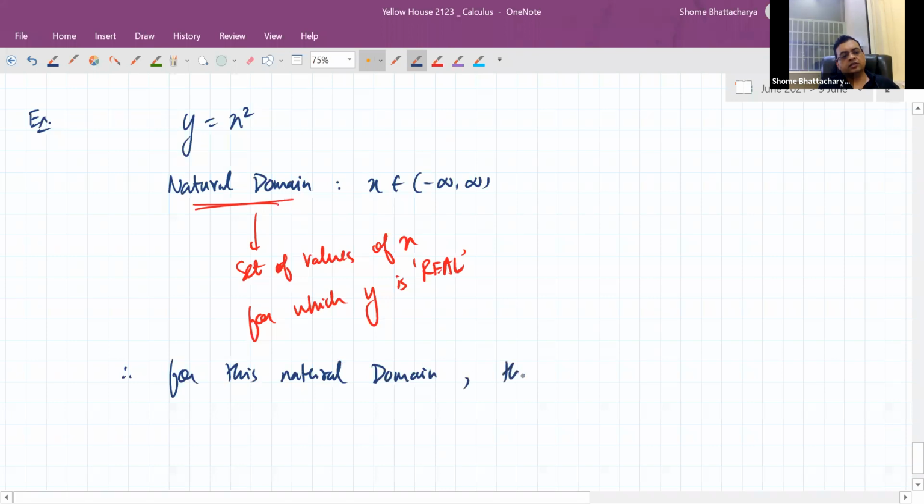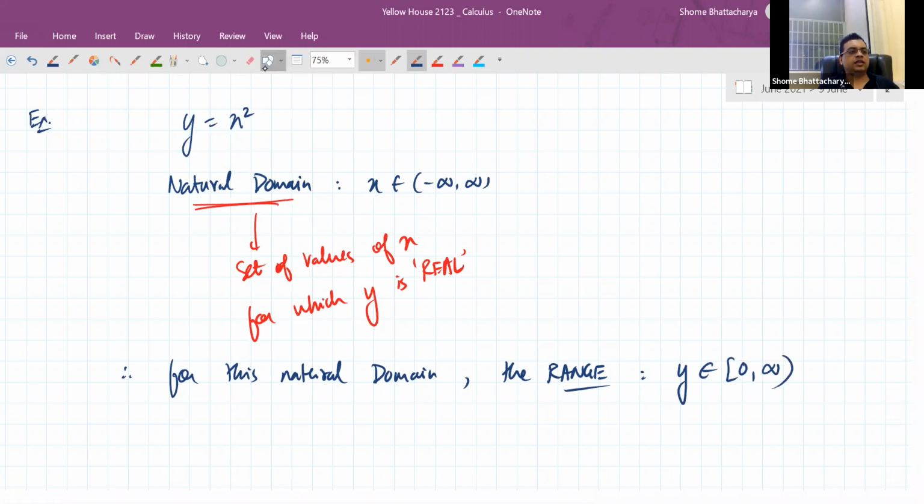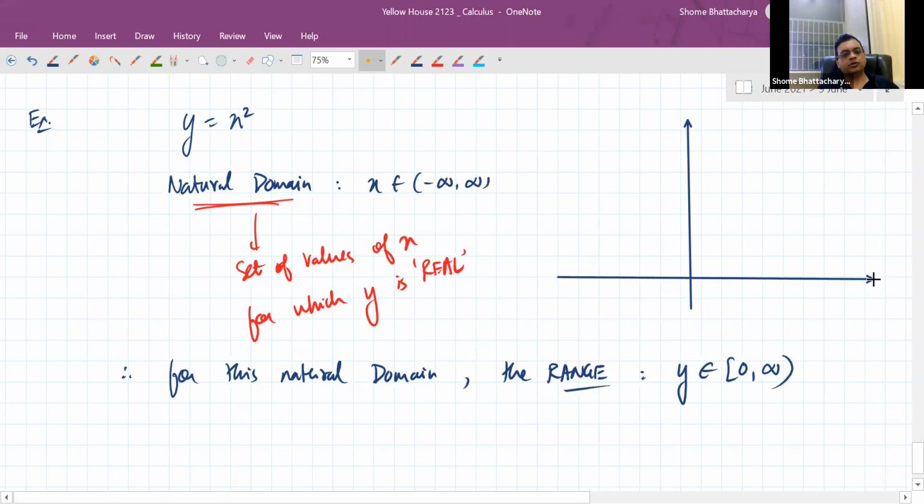Okay. So now for this natural domain, the range of the function is that y belongs to the set of all non-negative numbers. Because you know that's how the graph of the function looks. Even though we cannot draw the complete graph because x takes all real values, we cannot draw a number line that includes plus and minus infinity. But we can imagine that if x is going over the entire number line, then y is going over the entire part of the number line in the non-negative region. So we know the graph looks like this.